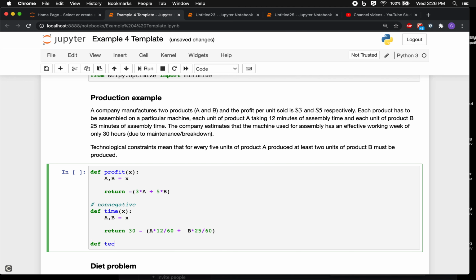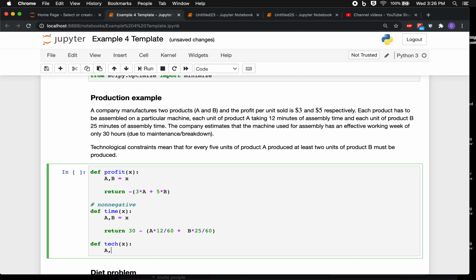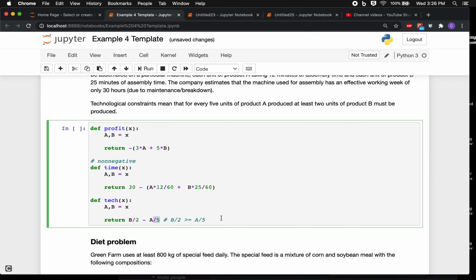And then we have our tech constraint. So this is our next one, right? And so again, we're going to have A and B is equal to x. And here what we're saying is for every unit of A, we need to make at least 2 units of B. The way I would do this is B over 2 minus A over 5. And what we're really saying here is that B over 2 must be greater than or equal to A over 5. The way I think about it is that if I have 5 units of A, then this will become 1, which tells me that B over 2 has to be bigger than 1, and that'll be only true if B is 2 or greater. So that would be my second constraint, right?